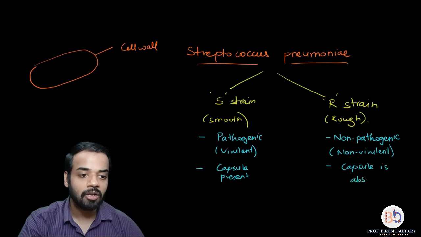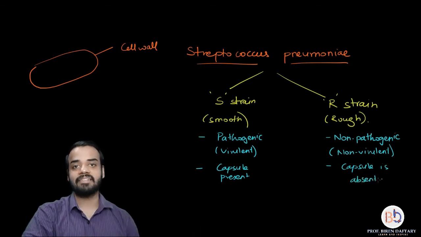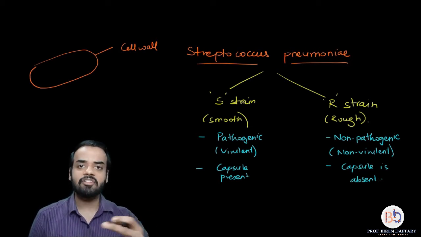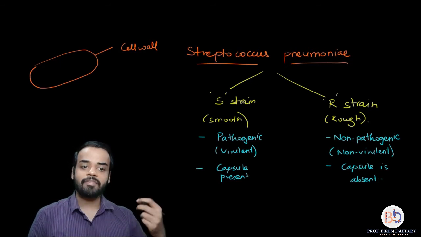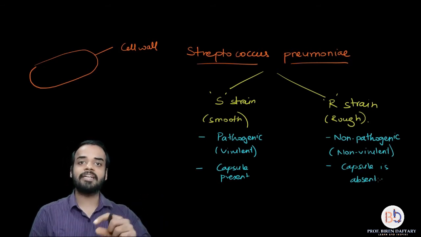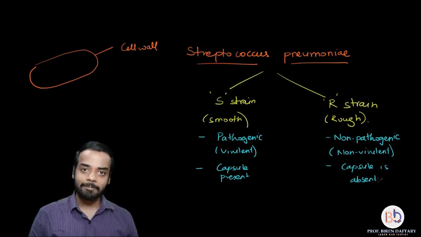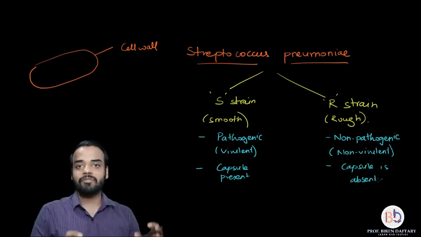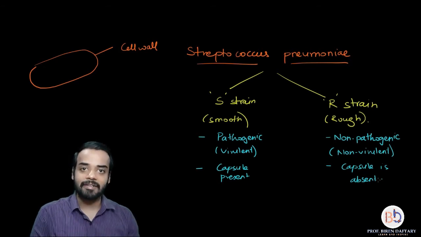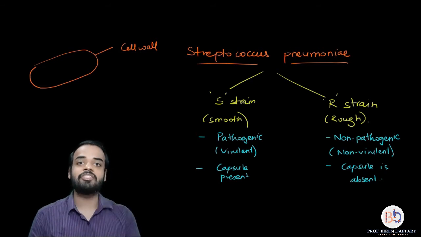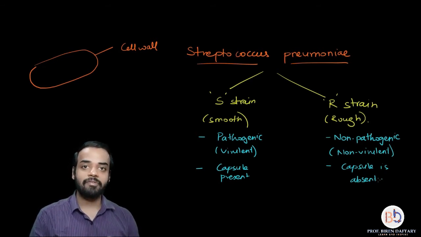Now why do we call the one with the capsule the S strain and the one without the capsule the R strain? See, the capsule has a slimy appearance, a very smooth appearance, and because of that smooth appearance we call the S strain the smooth strain. Whereas the one which is not having the capsule does not appear as smooth as the S strain. It is only because of the capsule that it has a smooth appearance. That is why we call the strain having the capsule smooth, whereas the one not having the capsule is rough. So I hope these differences are clear.